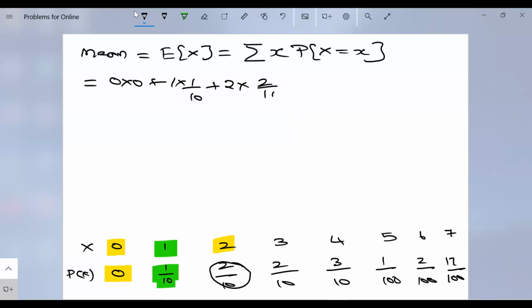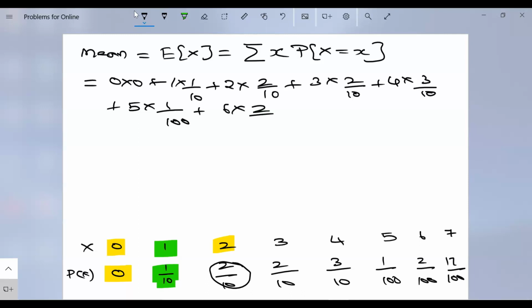Okay, so like this, you keep on doing. Next, 3 into 2 by 10. Next, 4 into 3 by 10. Plus 5 into 1 by 100. Plus 6 into 2 by 100. Plus 7 multiply 17 by 100. Okay, this is what we have. Now you will have to add all those things.